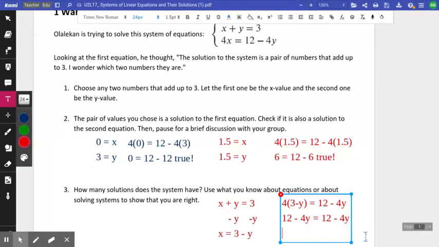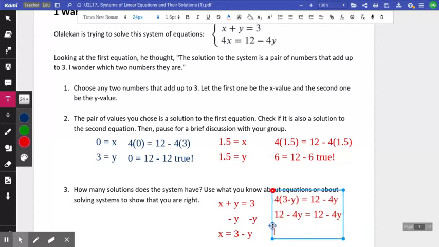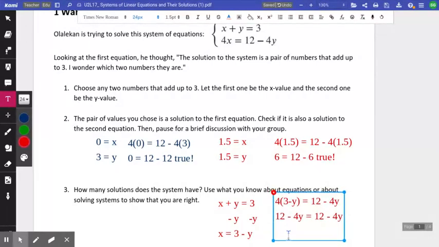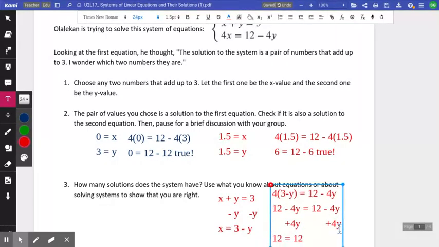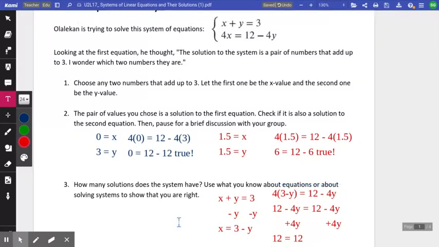And that's weird. I've got the same thing on both sides. If I were to bring y to one side, let's do that. If I were to add 4y on both sides, I'm left with 12 equals 12. Notice I'm not getting a solution. I'm not getting x equals a number or y equals a number like we're used to seeing when we solve systems.